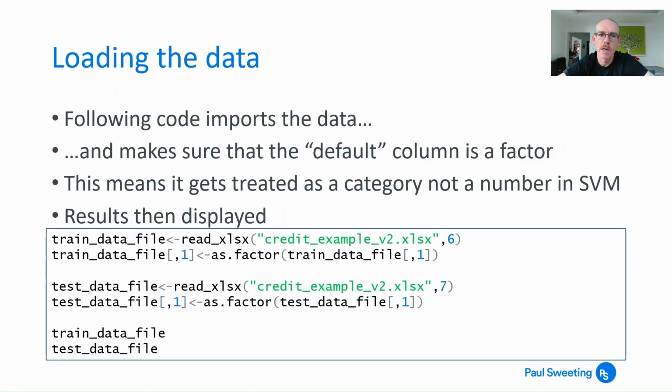So this code first imports the data, then it makes sure the default column is a factor. And this means that it gets treated as a category, not a number in SVM, because there's a couple of different types of SVM that are available here. One is a regression-based one, and one is a categorization one. It's the categorization one that we want. We want to categorize firms rather than classify them numerically. And then it displays the results.